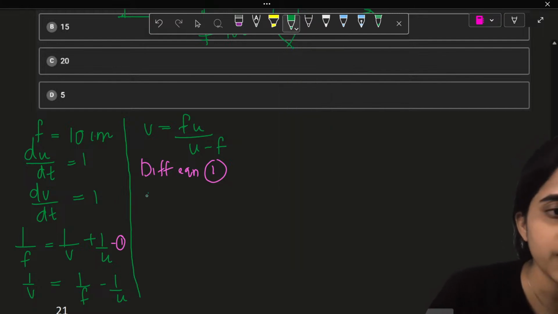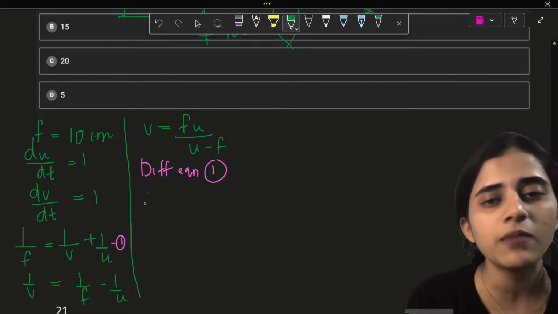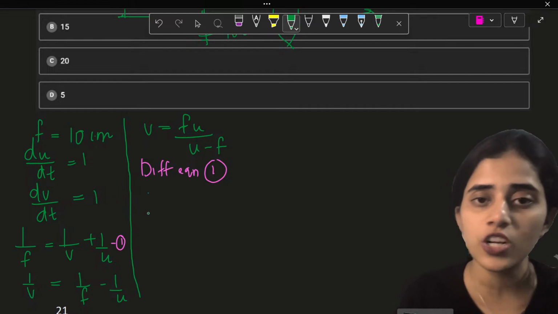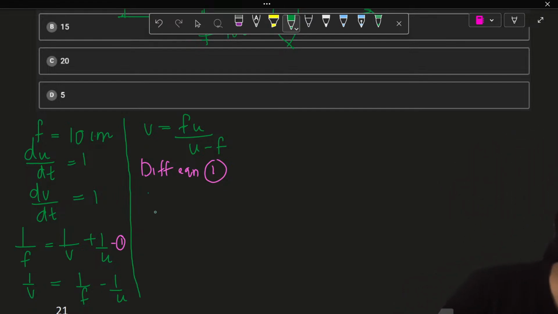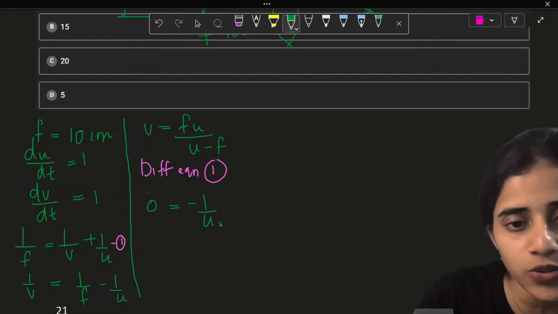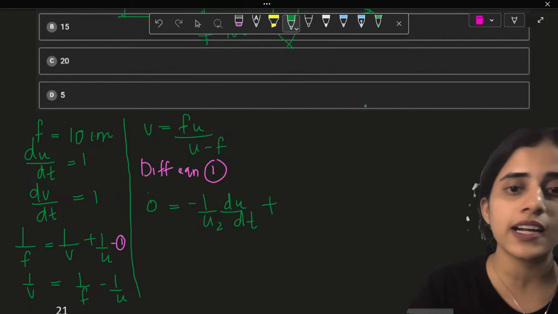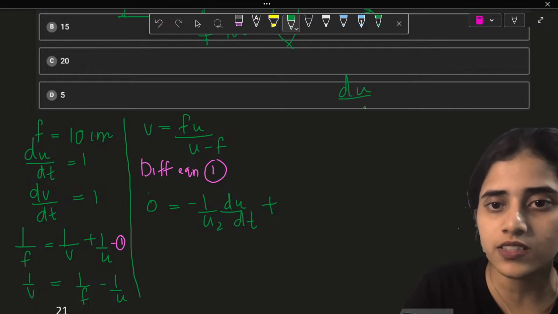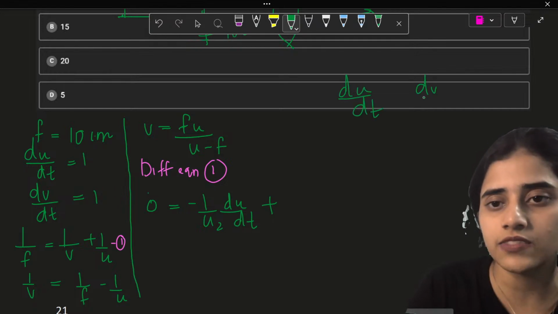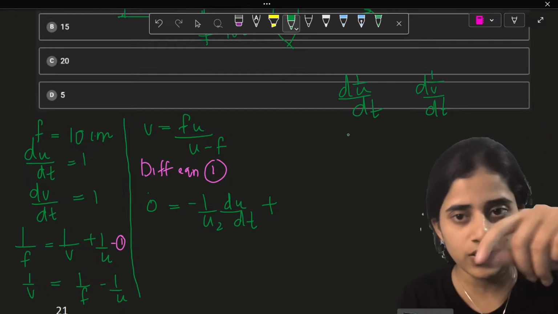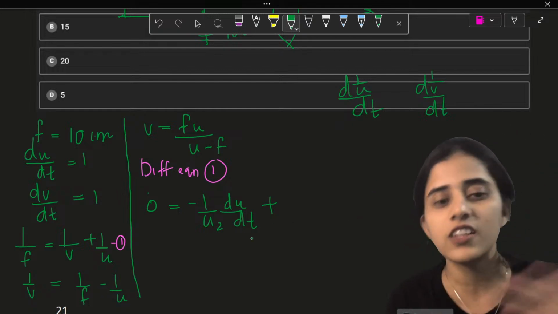Differentiate equation 1. So differential of 1 by f is what? 1 by f is a constant. See, focal length has a value. Its value is 10. The differential of a value is 0. So focal length is 0. Then d by dt of 1 by u is how much? Minus 1 by u square du by dt plus d by, what I'm basically doing is du by dt and dv by dt. Sorry, 1 by v, 1 by u. Derivative of 1 by u and derivative of 1 by v.